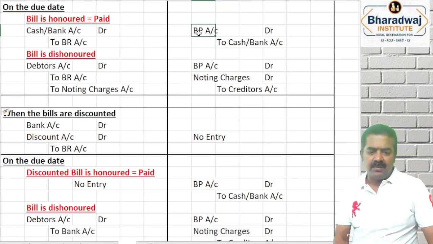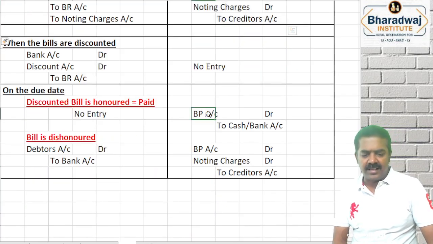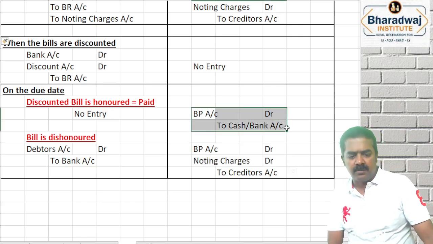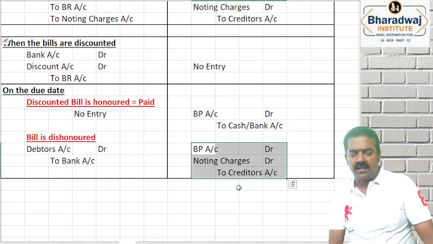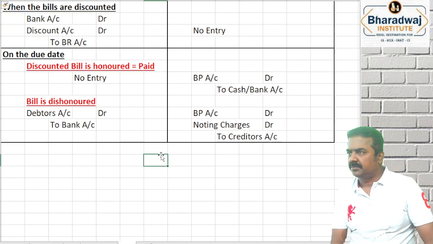Second party, when the bill is honored, bills payable to cash. If it is dishonored, this entry. Any bill, acceptor will pass only these two entries: bills payable to cash or bank. If it is dishonored, this entry will be passed. Done?